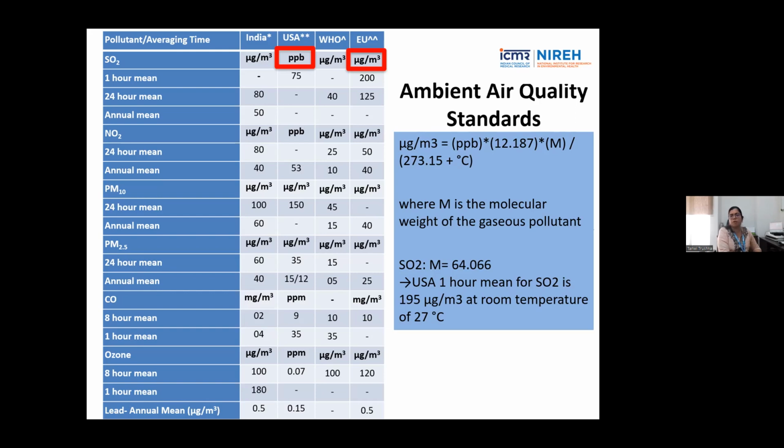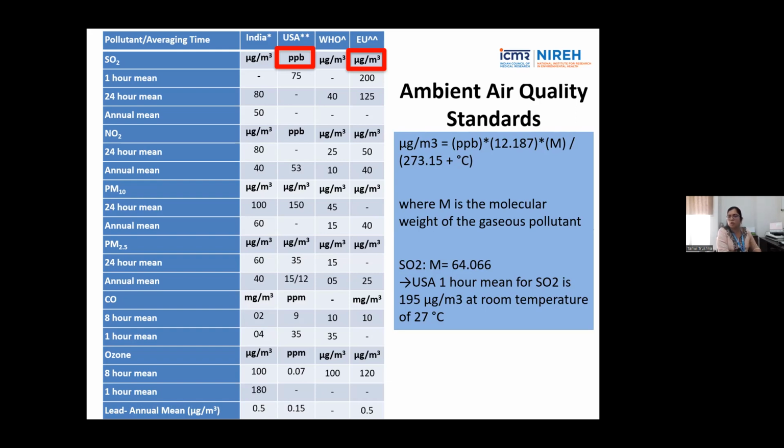We have a standard formula for these conversions, wherein the molecular weight of the gaseous pollutant or the particulate matter is important. For example, here I spoke about sulfur dioxide. If you see, the 75 ppb actually translates into 195 μg per meter cube.